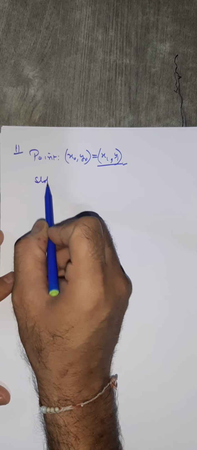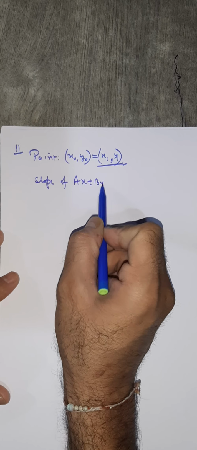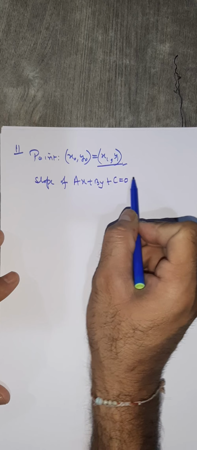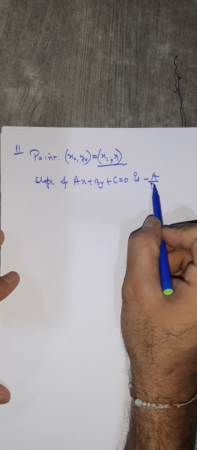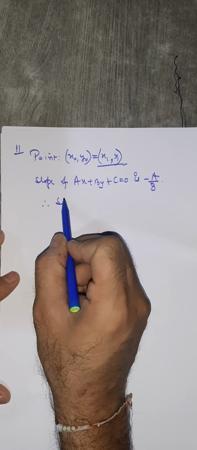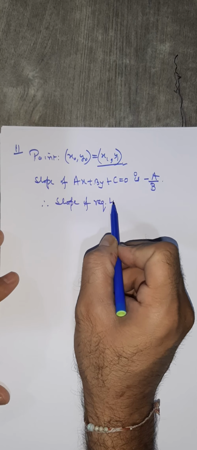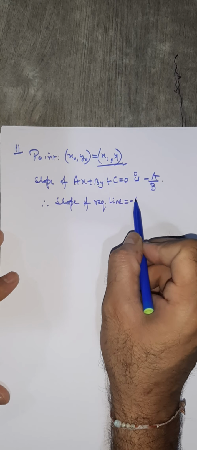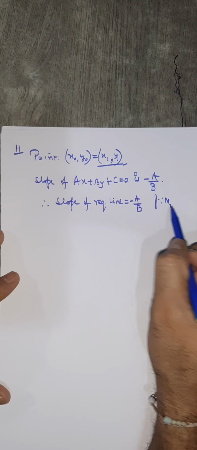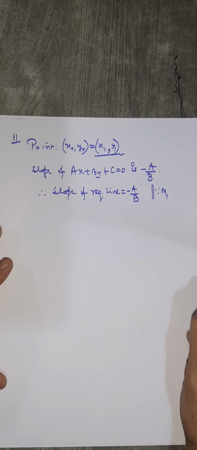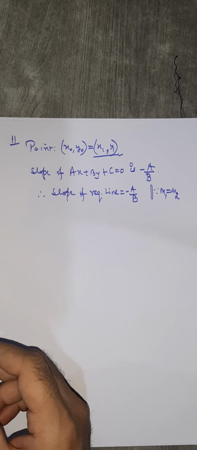Okay. So first, write the slope of ax plus by plus c equals 0 is minus a by b. Therefore, the slope of the required line is also the same. The slope of our line is equal to minus a by b. Why? Which concept? Parallel. Whenever two lines are parallel, the slopes are equal. m1 equals m2. Right?